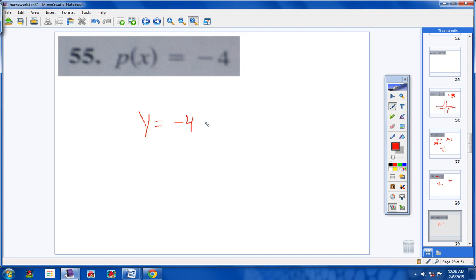Alright, number 55. y equals negative 4. Now I'm going to go ahead and put plus 0x, just so that helps you a little bit, if you're a little confused on this. And to be honest with you guys, with a problem like this I was getting ready to put a 0x in and do it that way, but I'm trying to think if that's the best way to do this. Let's see.